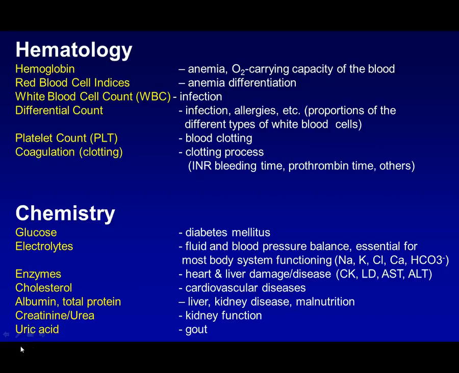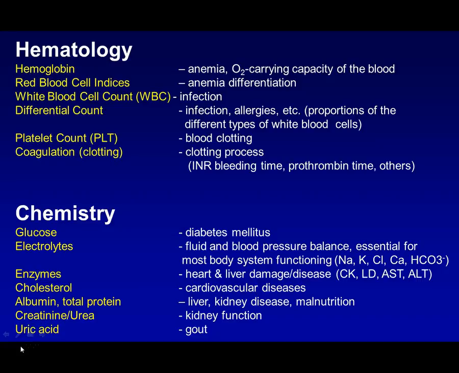White blood cell counts are used to determine whether there's an infection or not, and if the differential count is used, there's a distinction between infections, allergies, etc., because in those conditions the proportions of the different types of white blood cells differ. Platelets are very important in blood clotting, so the platelet count is important in blood clotting processes, but more important also are the coagulation assays, just like the INR, bleeding time, prothrombin time, and others.